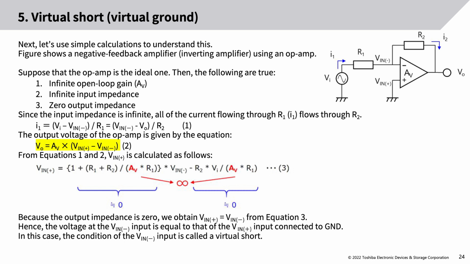The output voltage of the op-amp is given by the equation. From equations 1 and 2, Vn plus is calculated as follows. Because the output impedance is 0, we obtain Vn plus equals Vn minus from equation 3. Hence, the voltage at the Vn minus input is equal to that of the Vn plus input connected to ground. In this case, the condition of the Vn minus input is called the virtual short.